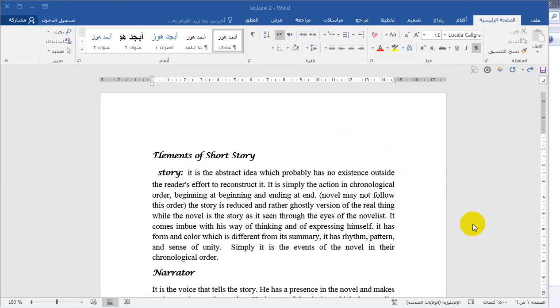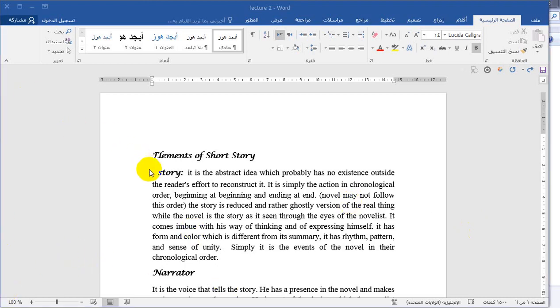المرحلة الثانية. This is our second lecture, and in this lecture we are going to talk about two things in narrative: the elements of the short story and the types of the novel. يعني you know that the novel, the narrative or fiction, is divided into subgenres, and we talked about this in the first lecture. Now in this lecture we are going to talk about the elements of the short story.